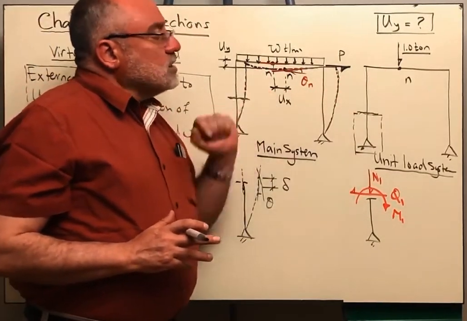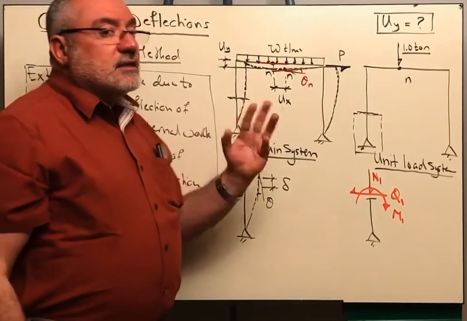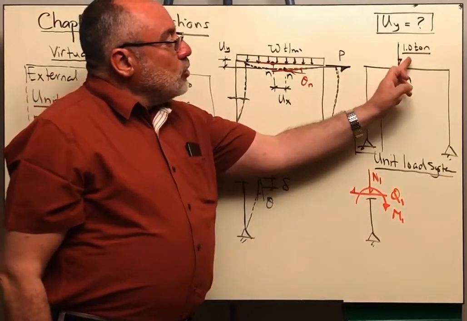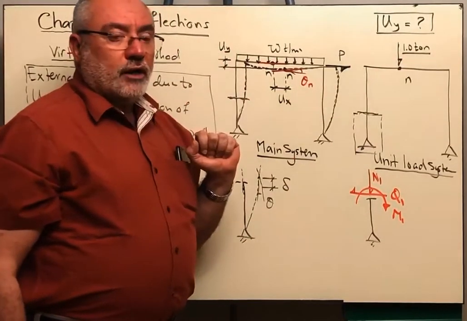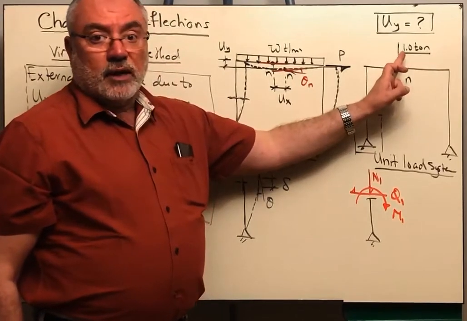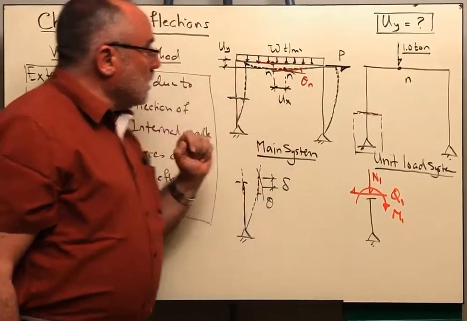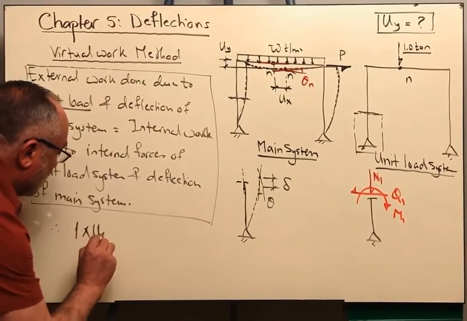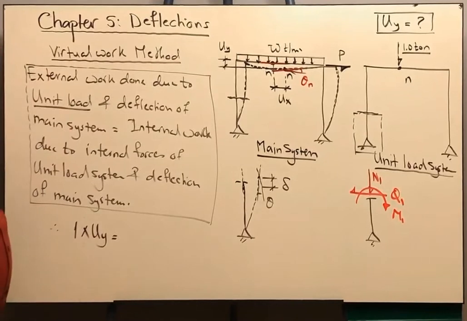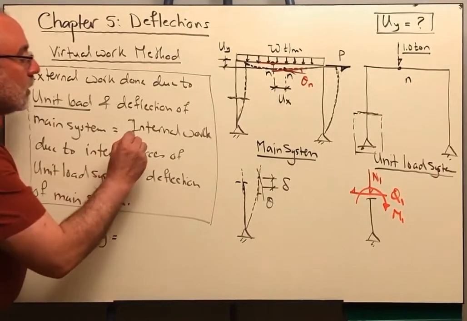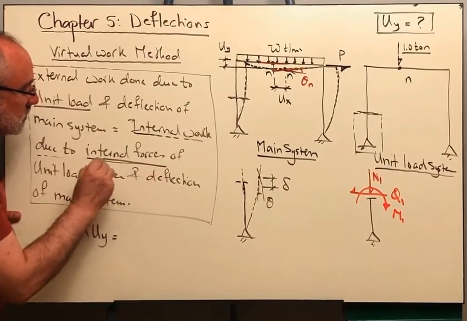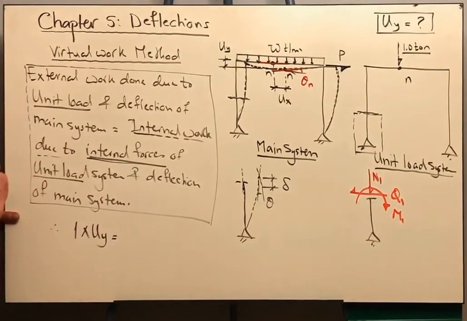What is the corresponding displacement at point N? Point N has 3 displacements, ux, uy and theta. But the load is in the direction of uy. So this means that the work done by the load will be 1 multiplied by uy. So the left-hand side here will be 1 multiplied by uy, equals the internal work due to the internal forces in the unit load system and the deflections of the main system.